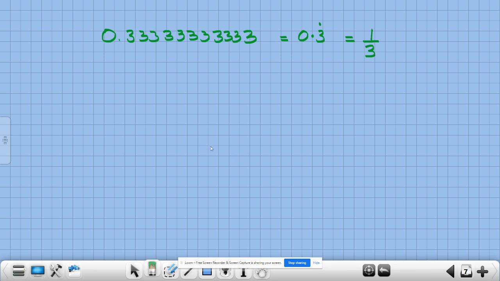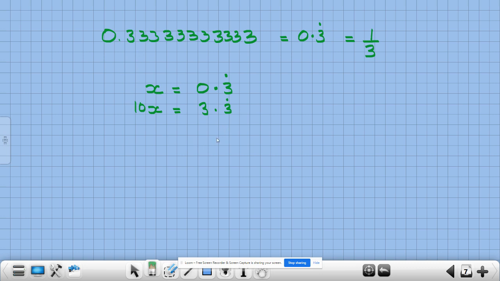How we could prove that 0.3 recurring is equal to 1/3. What we're going to do is use algebra to prove this. And we can say, let's make x equal 0.3 recurring. Then 10x would equal 3.3 recurring. We're just moving it up the place values, so we would get 3.3 recurring.